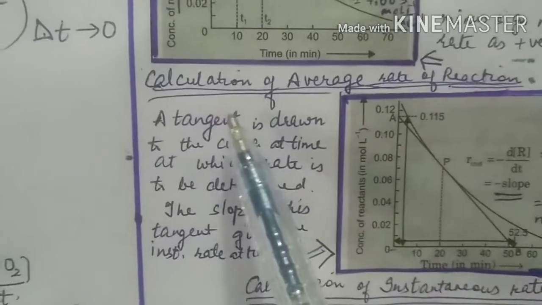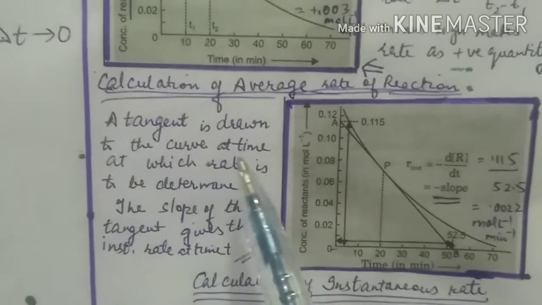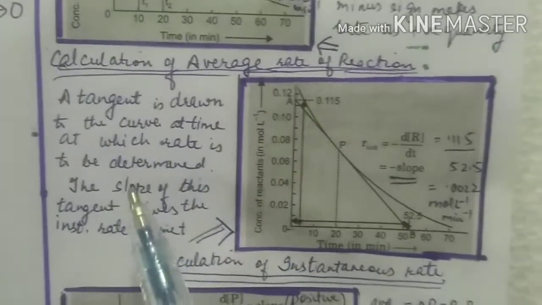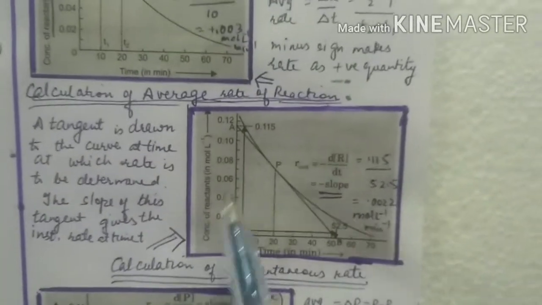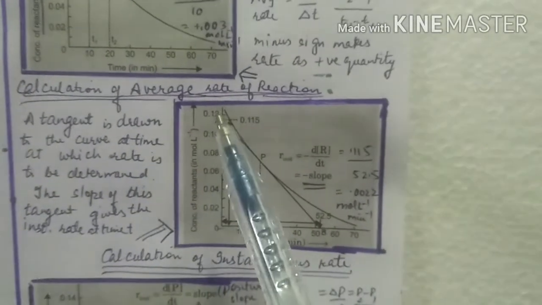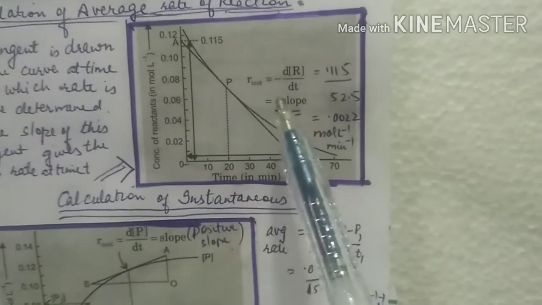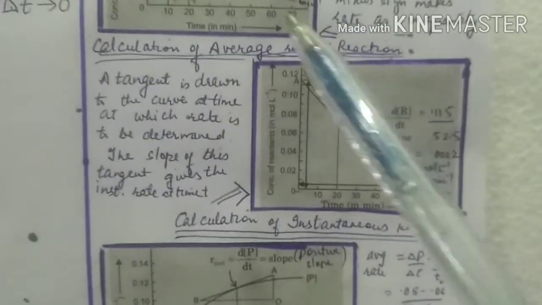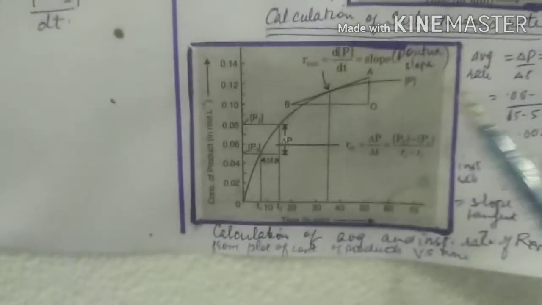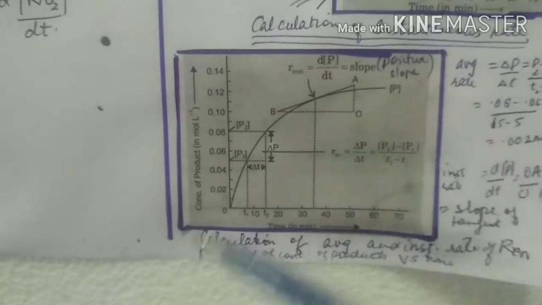So instantaneous rate, how is it found? A tangent is drawn to this curve at the time at which the rate is to be determined. The slope of this tangent gives the instantaneous rate at that time. Just notice that when the reaction is in terms of concentration of reactant, the rate is minus slope, because the curve is pointing this side, negative. But for products, the concentration of product increases with time, so the curve is moving upwards.